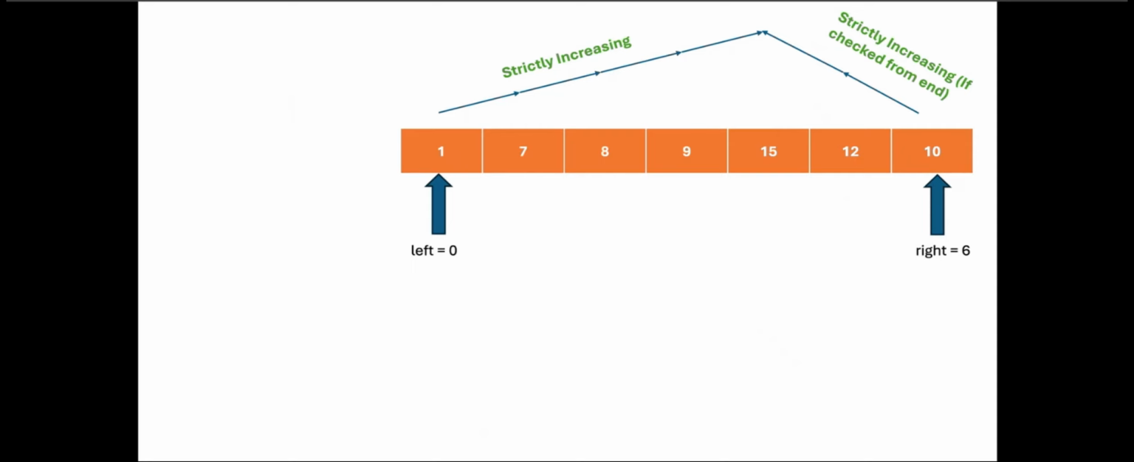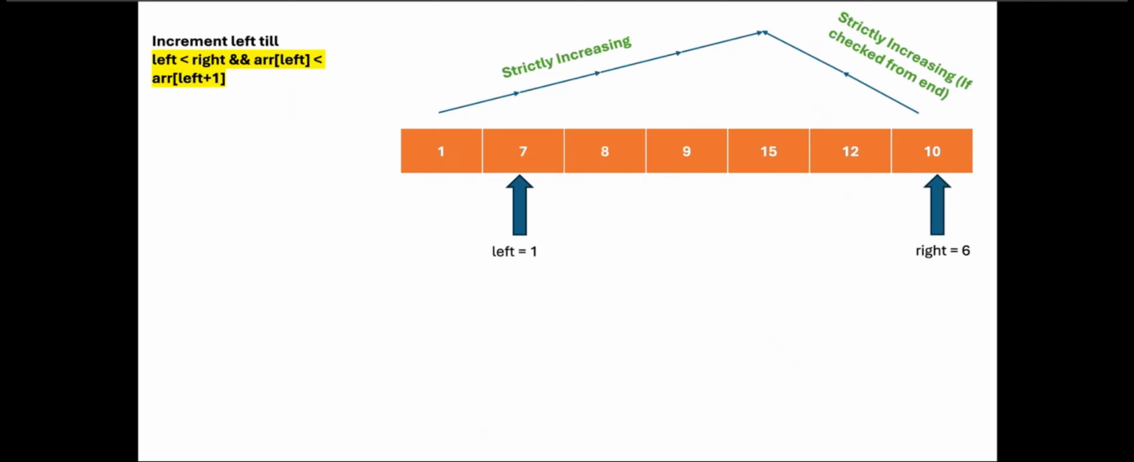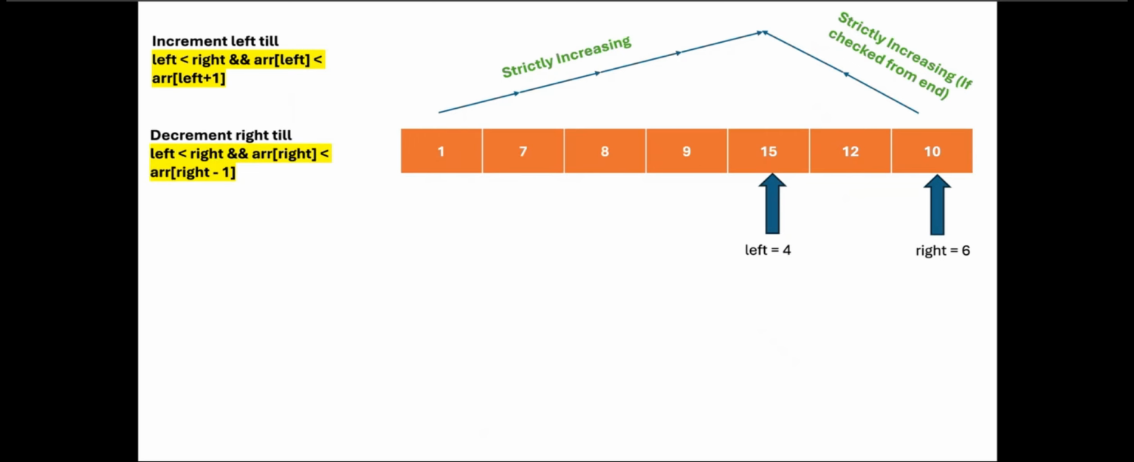So now what we need to do is increment left from the beginning till it reaches the peak, as long as it is strictly increasing. So 7 is greater than 1, so increment left, keep incrementing till 15, because it will keep incrementing as long as it is strictly increasing, right? Now similarly from the end, decrement the right if it is strictly increasing, right? If you see 10, 12, 15, it is strictly increasing, right?